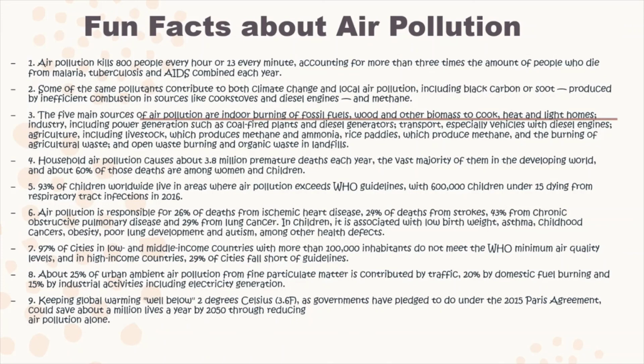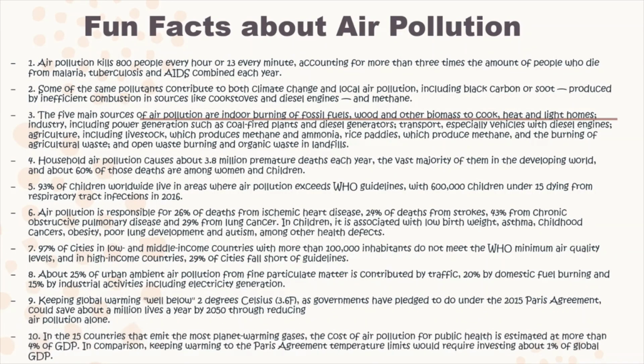9. Keeping global warming well below 2 degrees Celsius, 3.6 Fahrenheit, as governments have pledged to do under the 2015 Paris Agreement, could save about 1 million lives a year by 2050 through reducing air pollution alone. Last one. In the 15 countries that emit the most planet-warming gases, the cost of air pollution for public health is estimated at more than 4% of GDP. In comparison, keeping warming to the Paris Agreement temperature limits would require investing about 1% of global GDP.